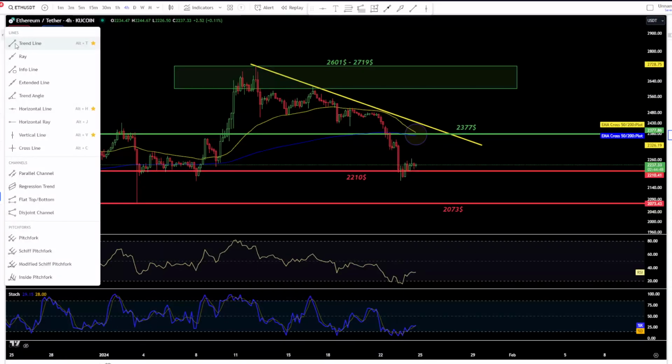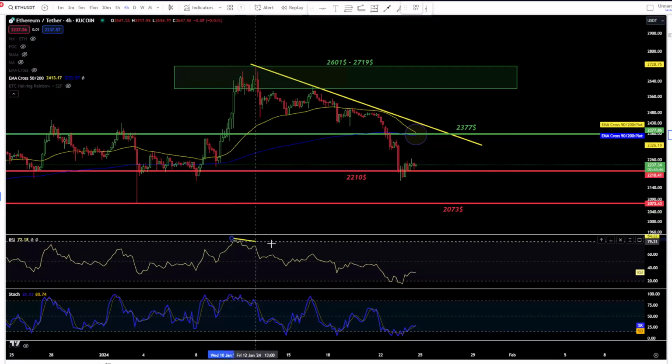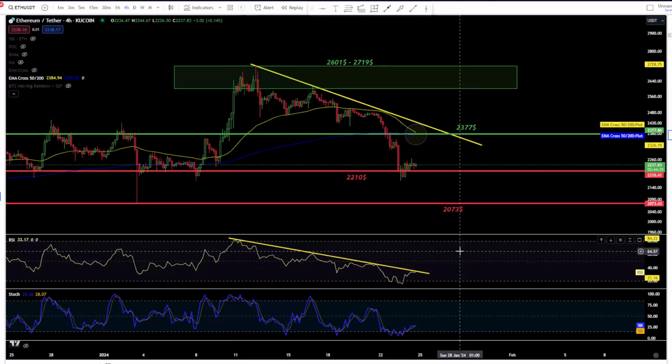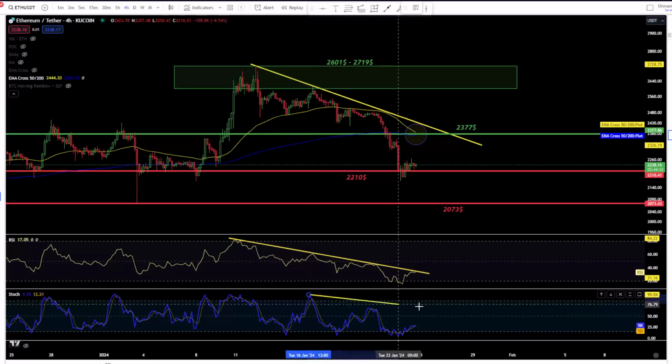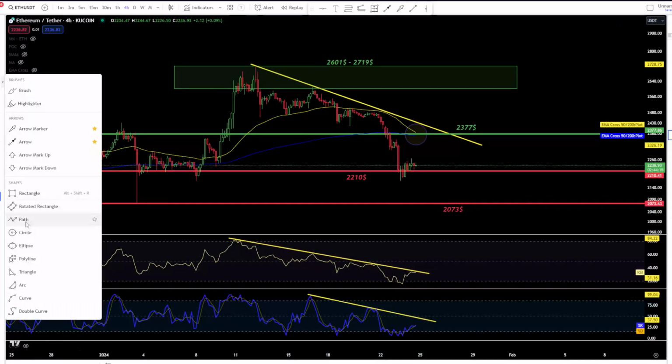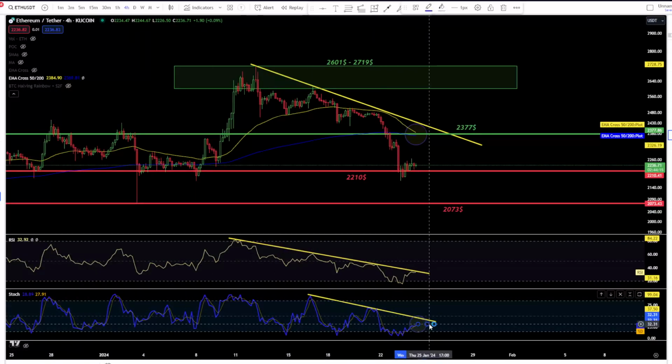When we look at the RSI indicator, we will see that we are fighting against a downward trend line, which is currently unable to break through. While on the stock indicator we remain below the downward trend line, but with room for the price to attempt an upward move.